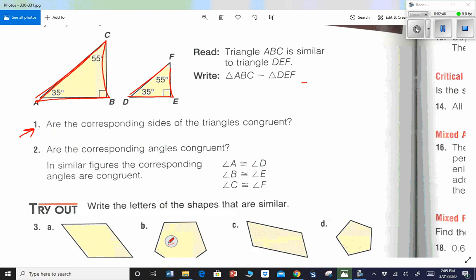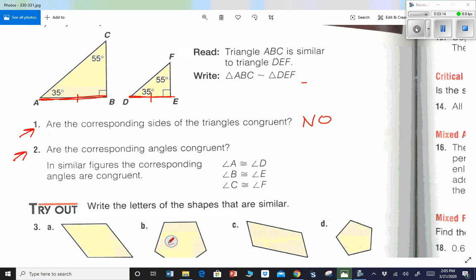Okay, so here's a question. Are the corresponding sides of the triangles congruent? Remember, corresponding sides are the sides that match up. So this side is a corresponding side to this one. If you took your ruler and measured this side, would it be the same as that? I think it's pretty clear that the answer to that is no.